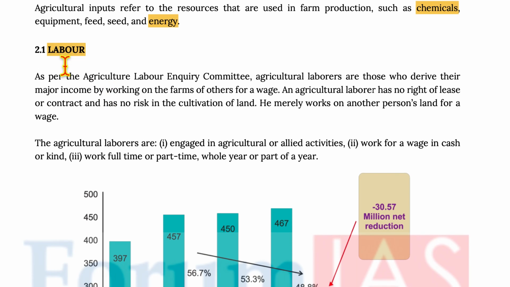Now, labor. As per the Agriculture Labor Inquiry Committee, agricultural laborers are those who derive their major income by working on the farms of others for a wage. An agricultural laborer has no right of lease or contract and has no risk in the cultivation of land. He merely works on another person's land for a wage.